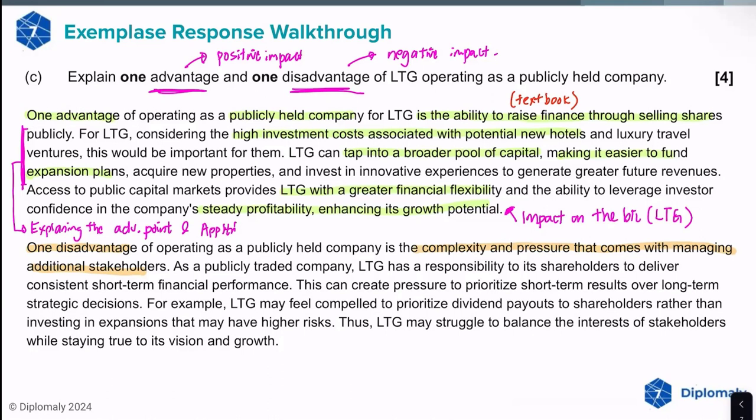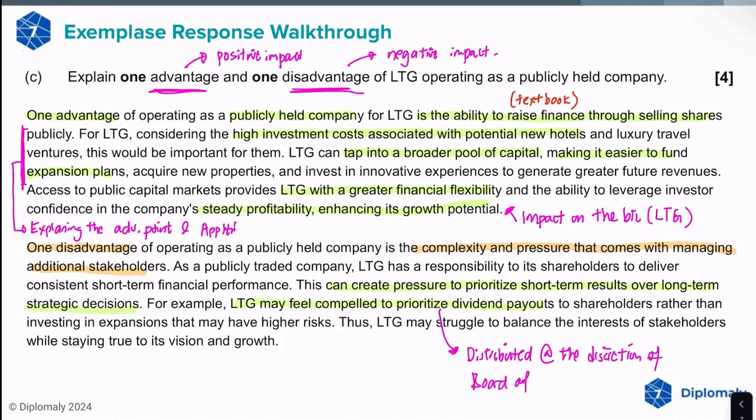So what you see here is that it says this can create pressure to prioritize short-term results over long-term strategic decisions because shareholders would be expecting some sort of profitability, right? Or profits from the money that they put in to invest into this business. So what this means is that LTG might have to prioritize dividend payouts. Now, remember, dividends, okay, in one of my previous videos, I talked about how dividends are only distributed at the discretion of the board of directors.